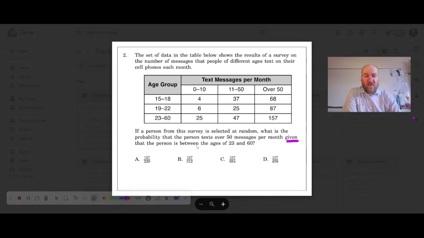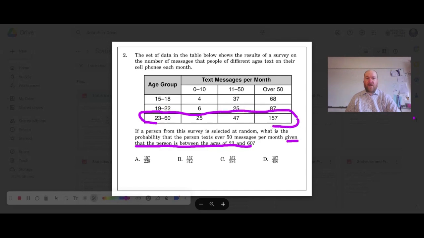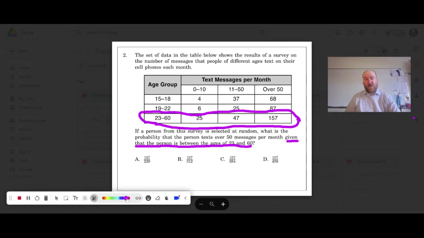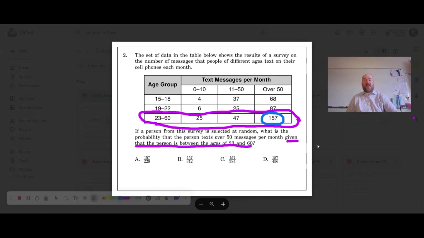As soon as you hear the word given, stop looking at the whole table and only look at the row or column they're talking about. So where are the people between 23 and 60? That's this row right here. So ignore the rest of the table and only focus on this row of the table. And now that we figured out which row to look in, what's the probability that the person texts over 50 messages a month? That's that box right there.